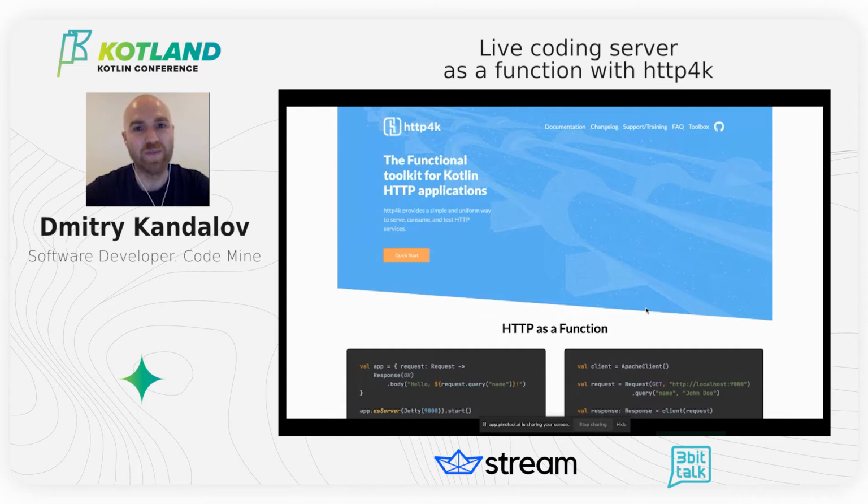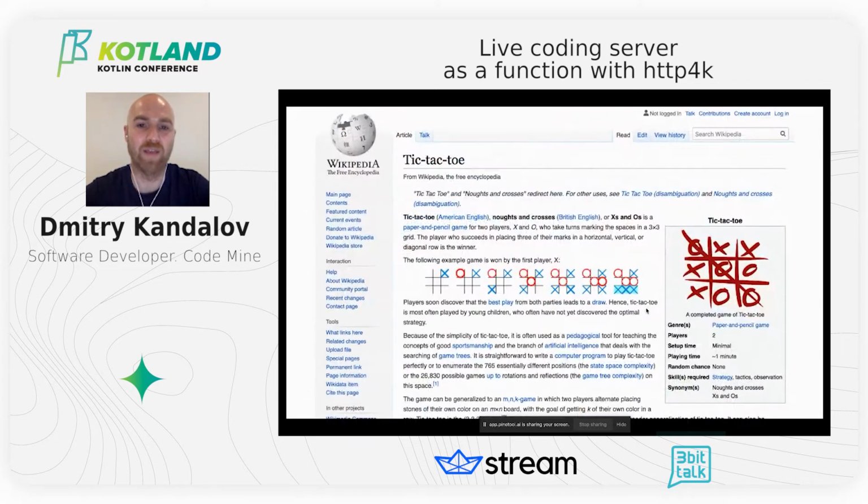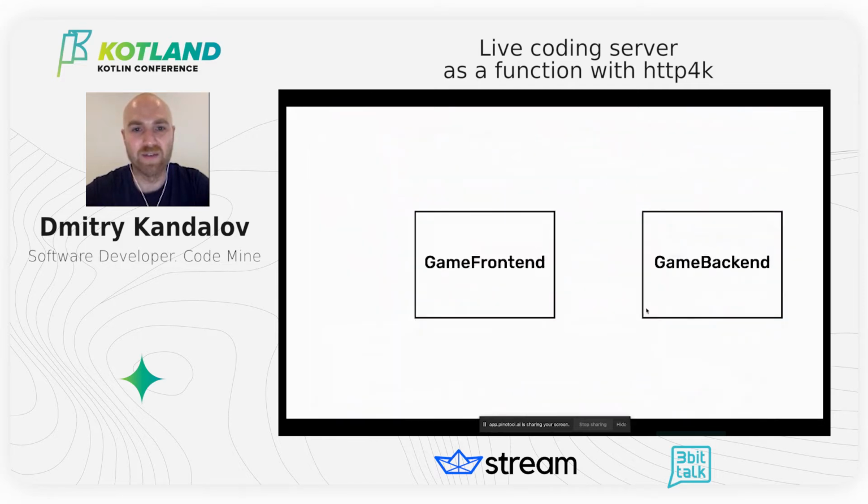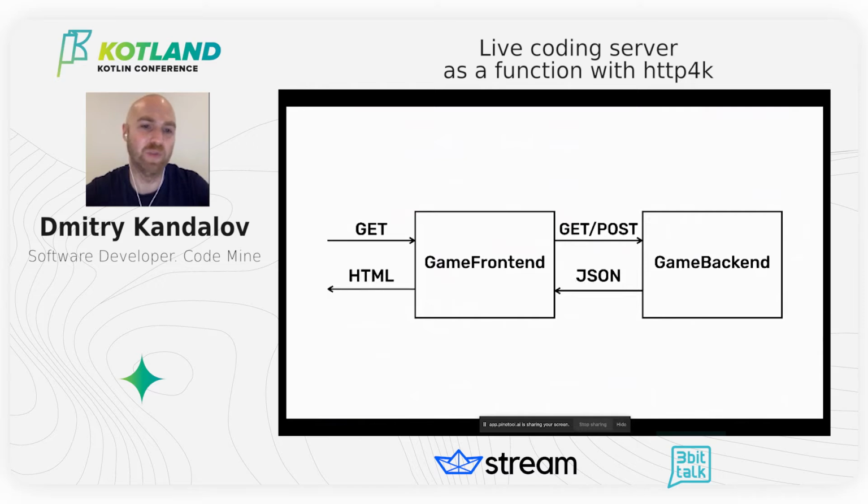So to illustrate how http4k works, I will write a small program which will simulate a board from the tic-tac-toe game, also known as Noughts and Crosses. So it won't be the game itself, it will be more like a board from the game. The design will have two components, front end and back end. The front end will get requests from the browser, forward them to the back end, and the back end will send back some JSON, which will be rendered by the front end. So a somewhat typical design, I guess, for web applications, front end and back end.